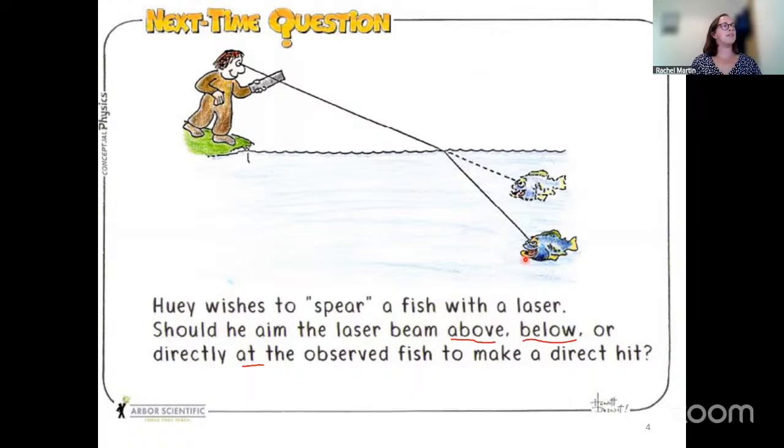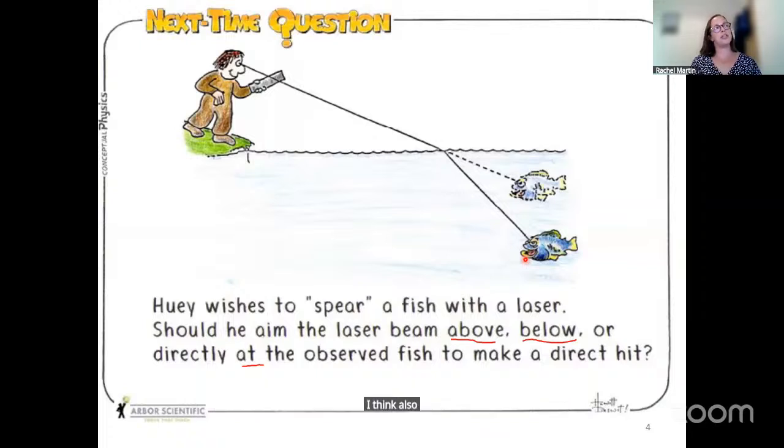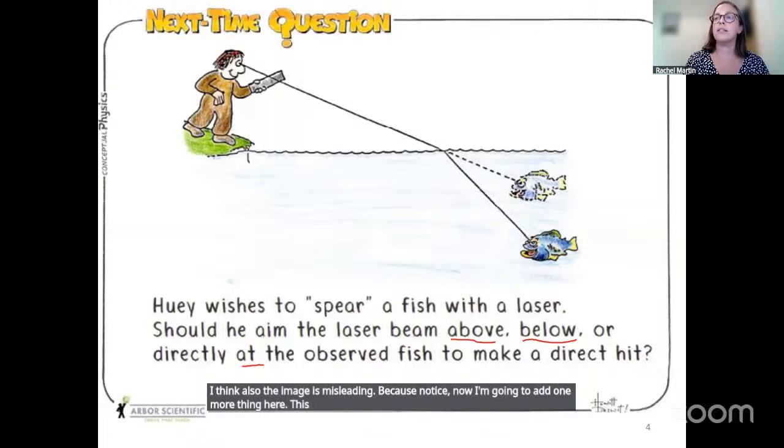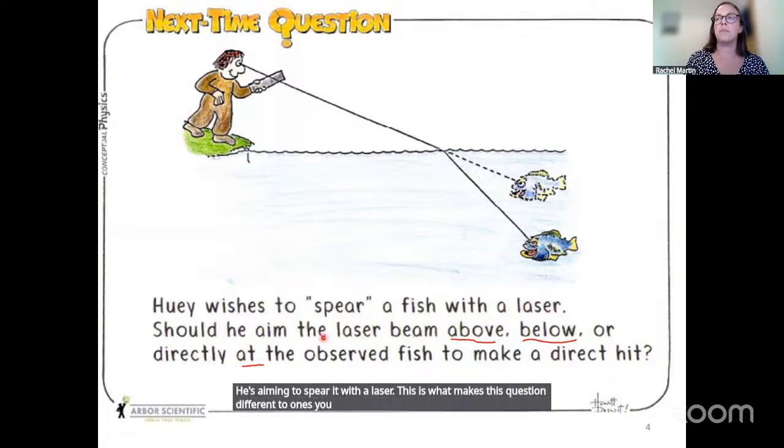Well done, Marcus. Okay, I'm going to rule out "above". That might change everything for you. Above is an incorrect answer. Read the question again. I think also the image is misleading, because notice, now I'm going to add one more thing here. This keyword: he's aiming to spear it with a laser. This is what makes this question different to ones you might have commonly seen before.